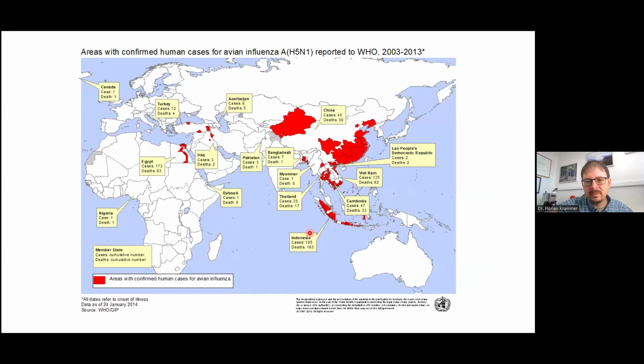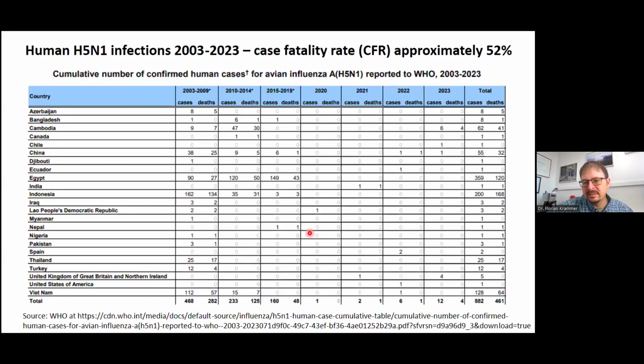In the meantime, a lot of things were happening in Europe and in Asia and in the Middle East. And actually, with the spread of these H5N1 viruses, more and more human cases were reported. Again, zoonotic infections, so people got exposed to birds and then got infected and then got sick, not human-to-human transmission. And here is basically a summary of the cases between 2003 and 2023.